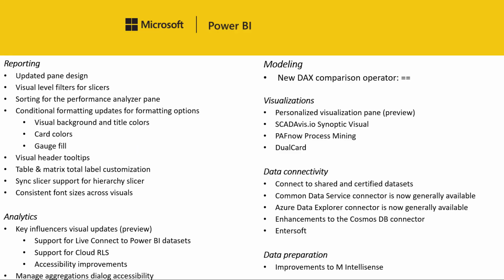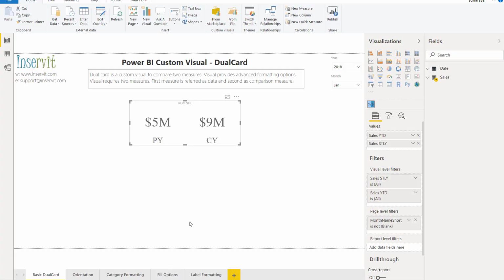The last custom visual on our list is the DualCard visual. This visual is very similar to the existing card visual, except it allows you to compare two measures, not just one, all in a single visual. Let's take a look at the sample report and we can see how to create this visual along with great formatting options. Here on this page, I have a very basic example of what a DualCard is.